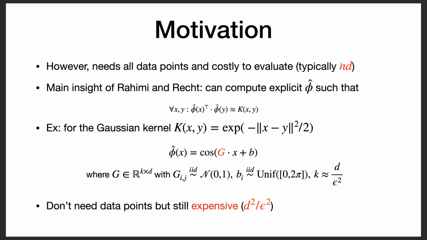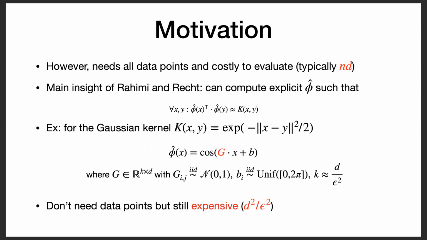The main contribution of this amazing paper by Rahimi and Recht in 2007 is that you can compute an explicit mapping phi hat such that after you transform the input points using phi hat, the inner product in this transformed space corresponds roughly to the evaluation of a kernel.